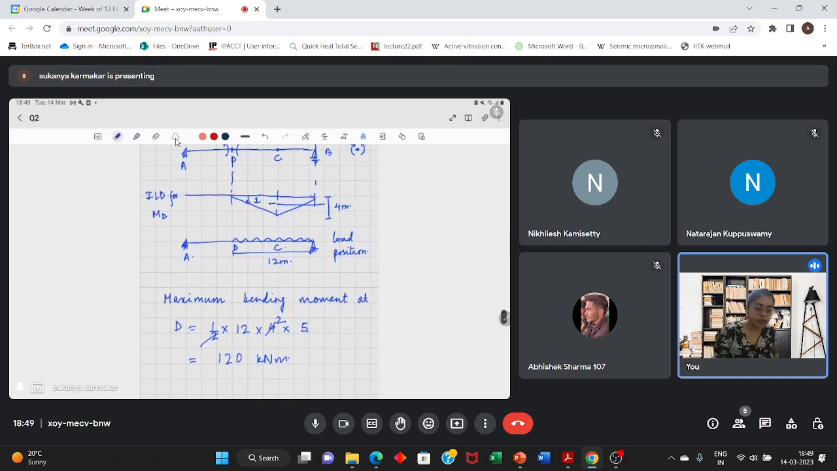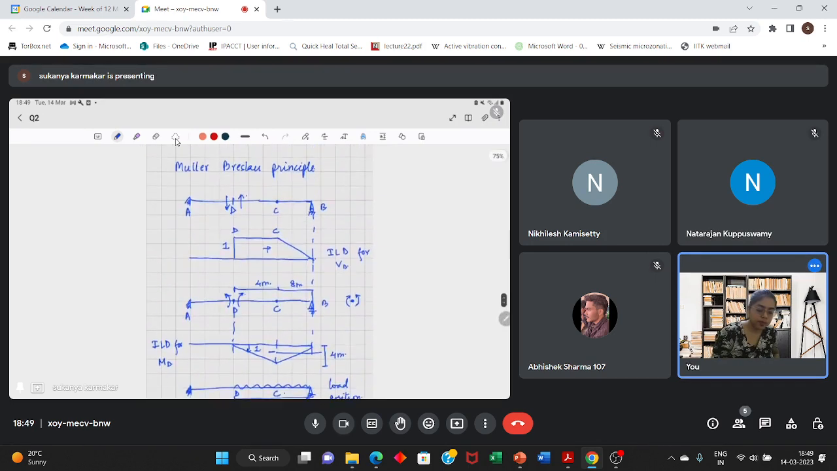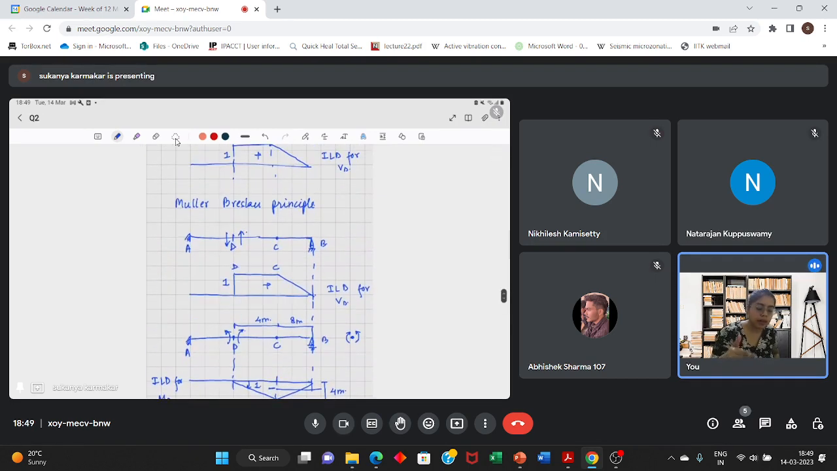So is this question clear? Do you want me to draw this ILD for the bending moment diagram using the other technique as well? Or you can do it. Do you have any other questions in these two questions? The Mueller-Breslau principle and the other technique. Is there any confusion or doubt?